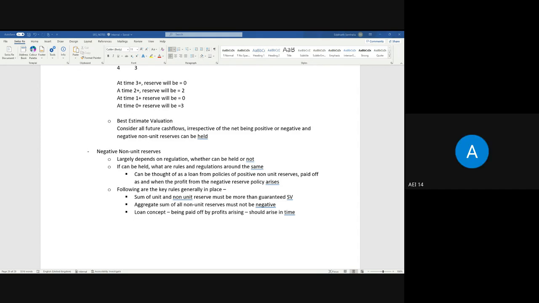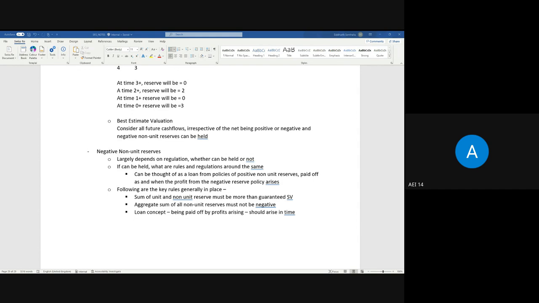So the rules will say that you can't use these two policies to subsidize each other. You should have a similar cash flow pattern, where the profit-making policy's cash flows are able to supplement the cash flows of the positive non-unit reserve policy well in time. The positive cash flow should arrive at least before the negative cash flows. Yeah, that's right. Clear? All good till now?